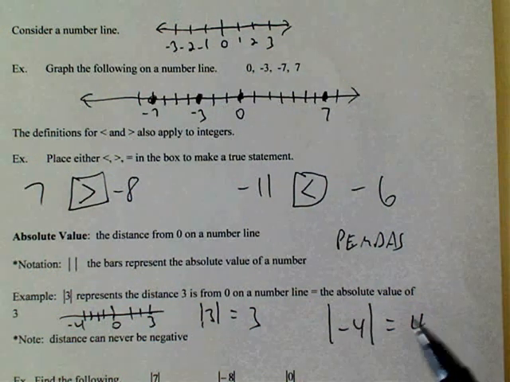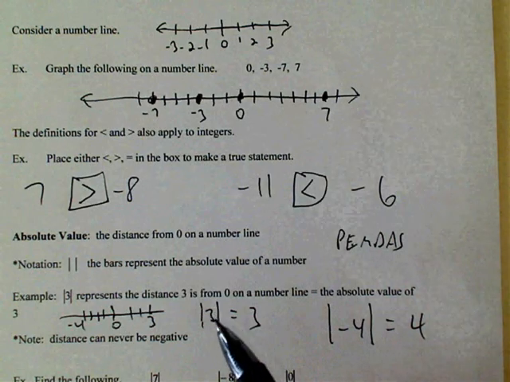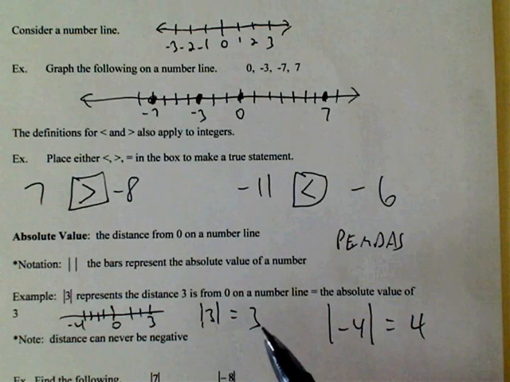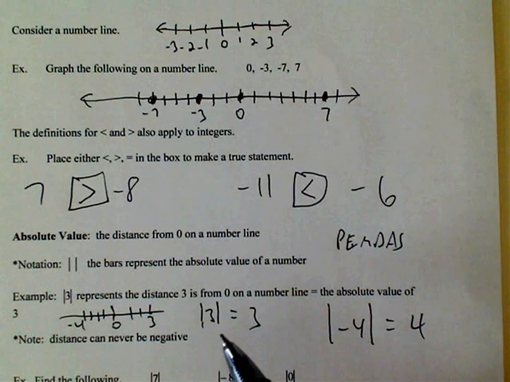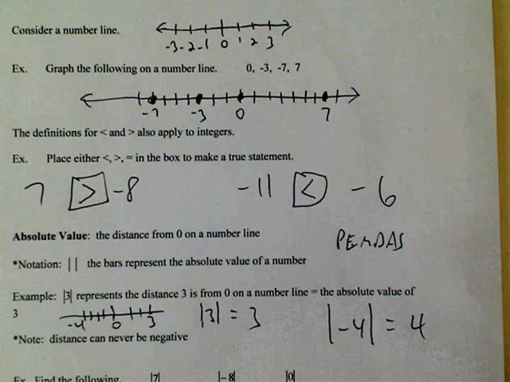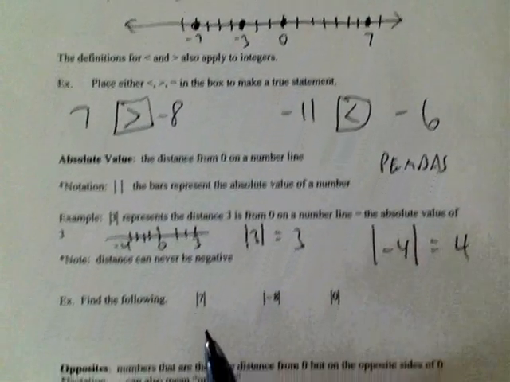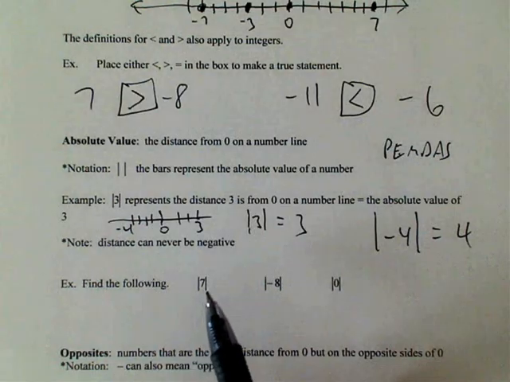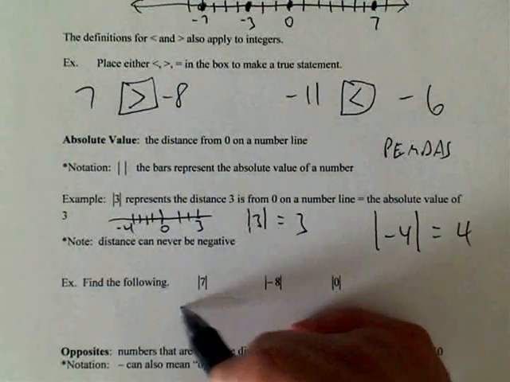Some people think the answer is always the opposite. No. Because if you look at here, the opposite of 3 would be a negative 3. It's not the opposite, it's the distance. Distance is always positive. Keep that in mind. So when you see these questions, absolute value of 7, how far away is 7 from 0 on the number line? Well, that's 7 units away.